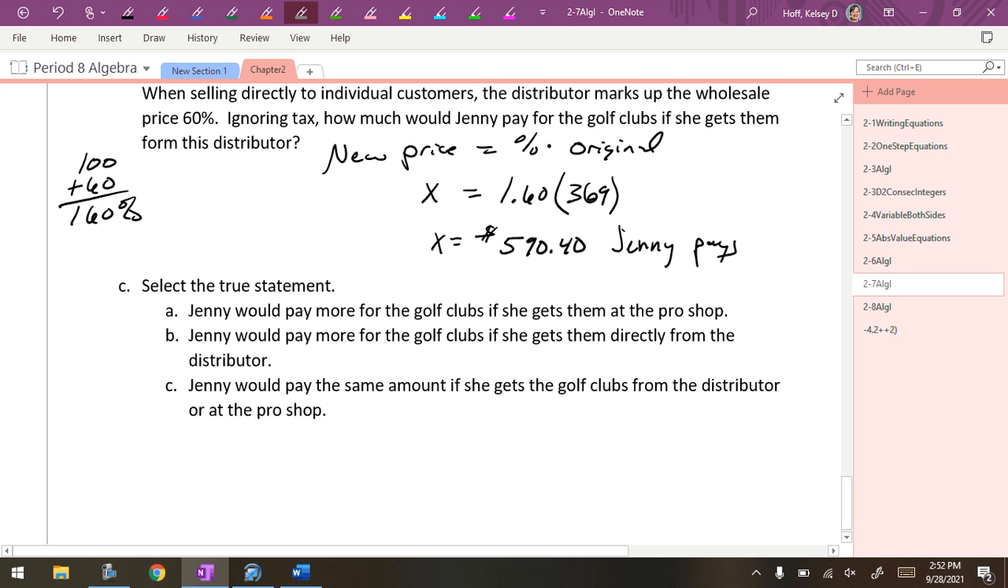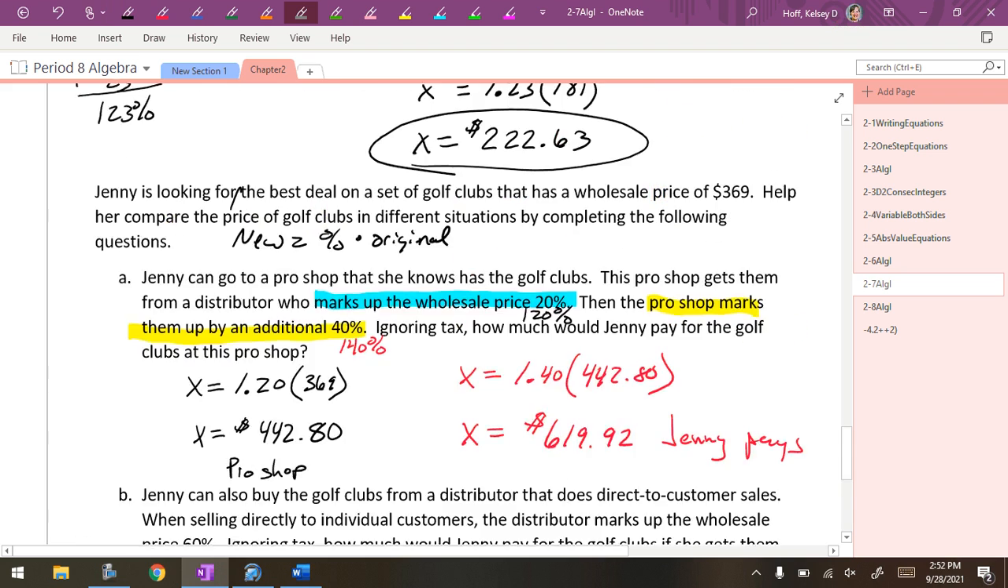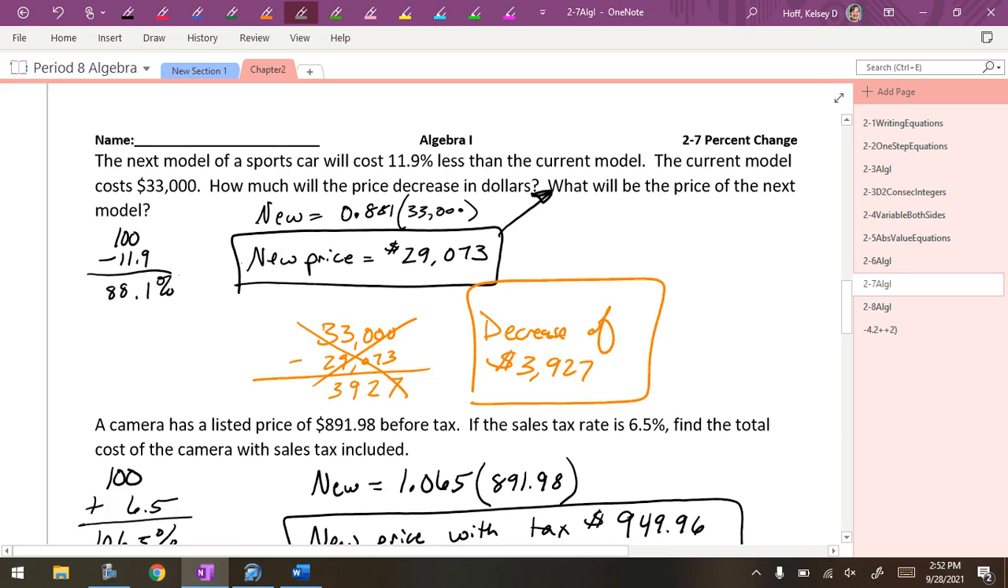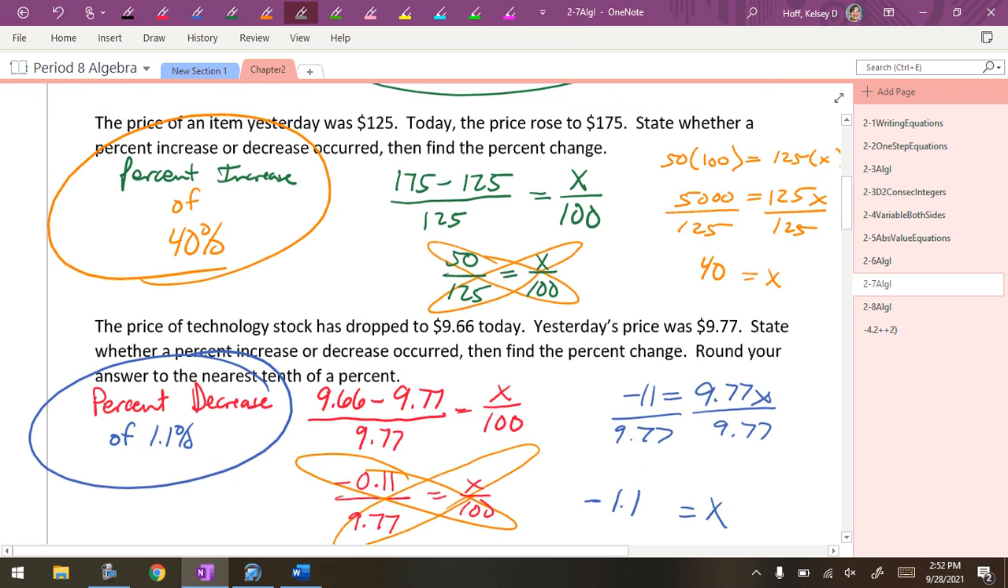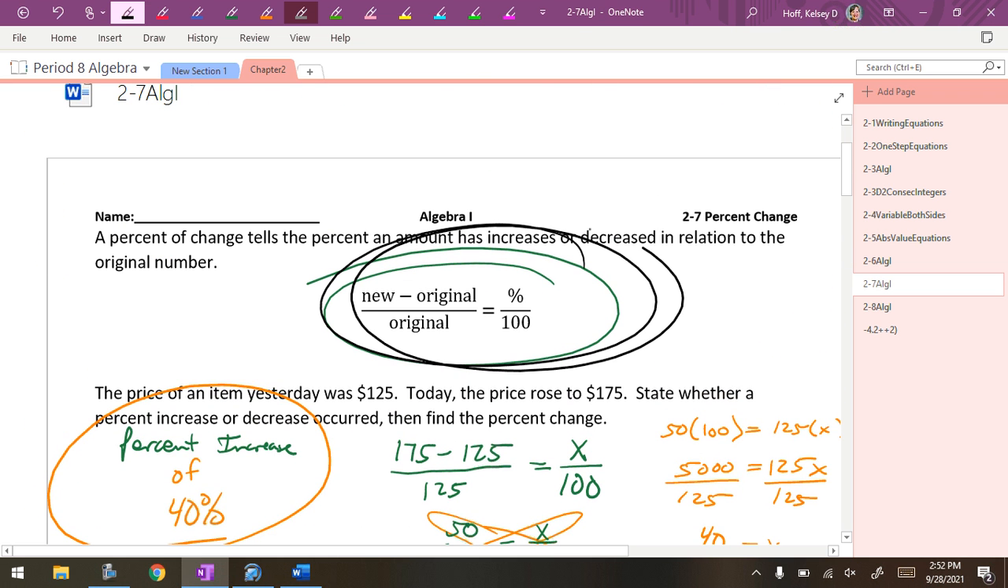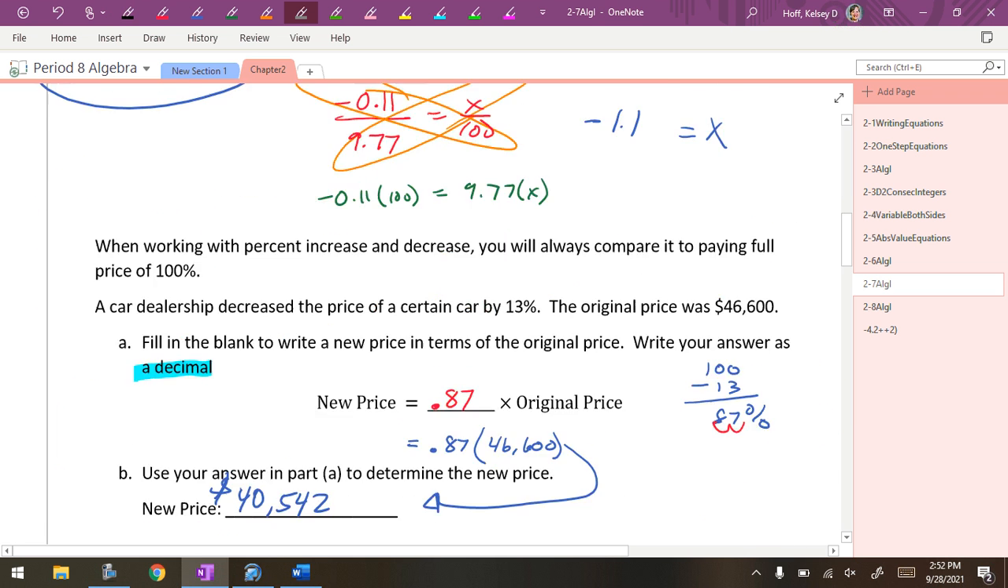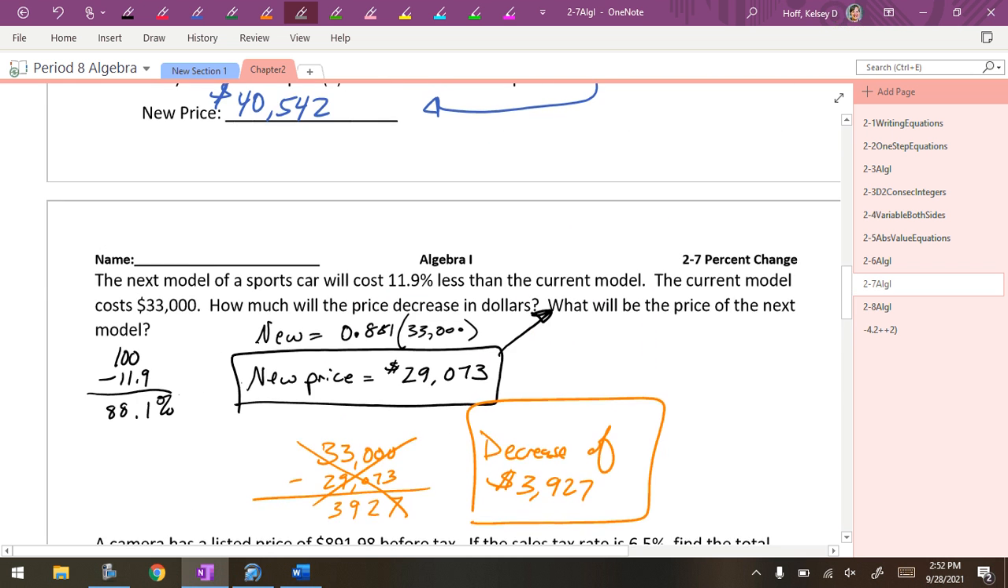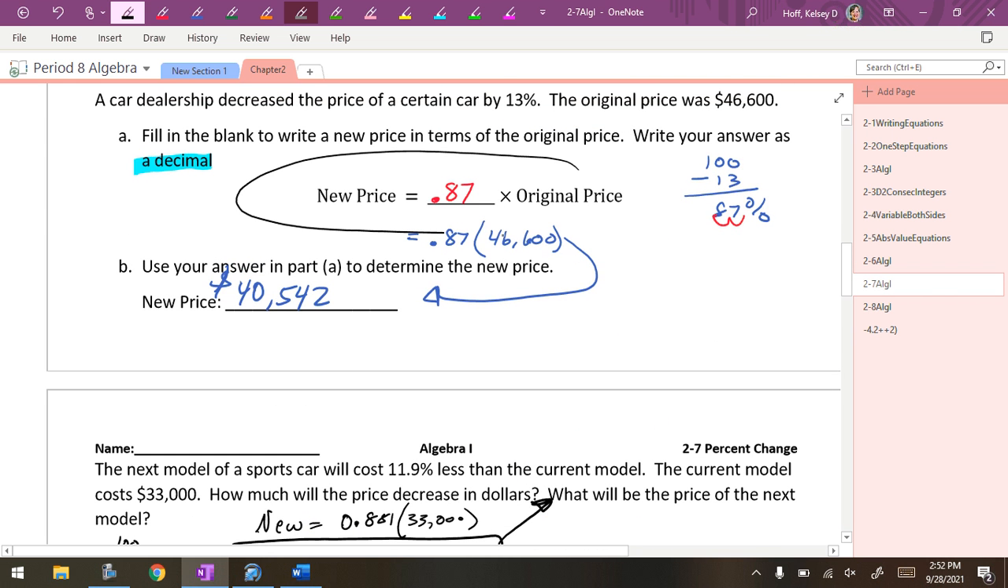Jenny will pay more if she gets them at the pro shop. Jenny will pay more if she gets them directly from the distributor. Jenny will pay the same amount. A, she will pay more at the pro shop. Couple of things. If they're asking you to find the percent change like the very first page, this is what you're going to use. If they're asking you to find the final price or the change in price, that's where you're probably going to use that new equals your percent times your original.